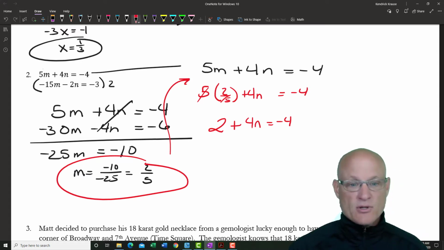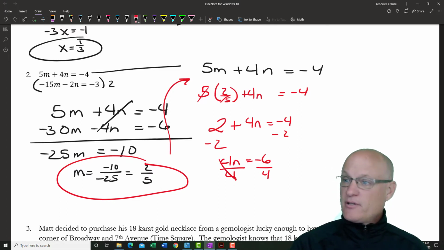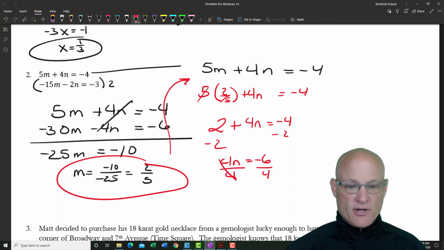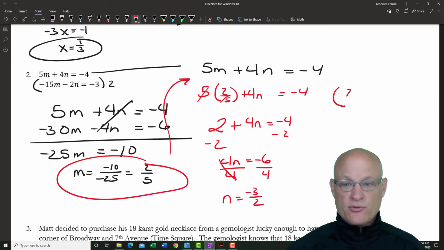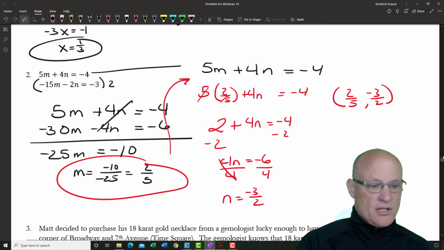That's crazy. We're going to subtract 2. Subtract 2, I get 4n equals negative 6. Divide by 4. My work is correct, but when I wrote down the answer on my answer key, I mean, look at this. No, never mind. So n is equal to negative 3/2. So my answer is 2/5, comma, negative 3/2. All right, let's keep moving.